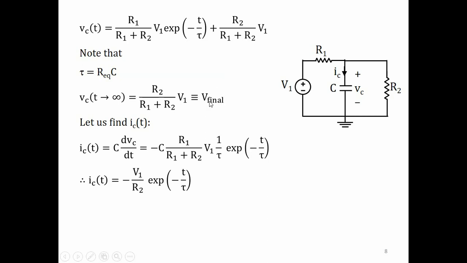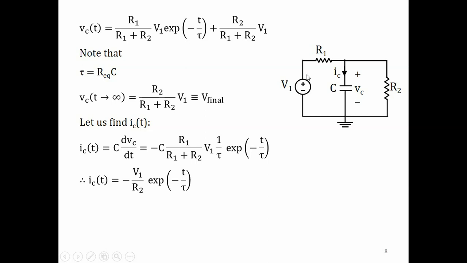So this is the final steady state value of the capacitor voltage for this circuit, which is R2 by R1 plus R2 into V1. Now let's see if that makes sense. At t equal to infinity in this circuit, the capacitor will have acquired a DC voltage and no current will flow in the capacitor. So we can again represent it as an open circuit.